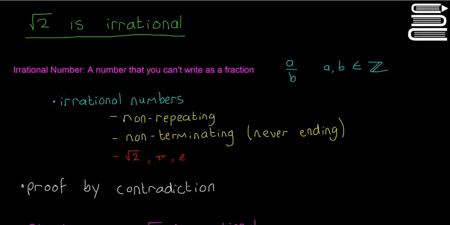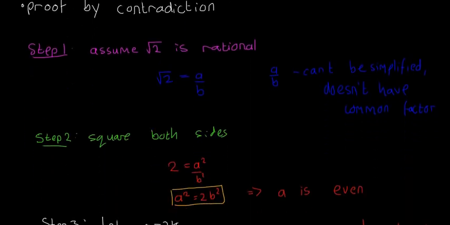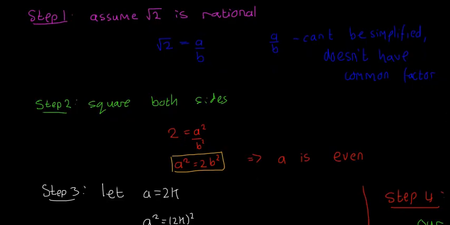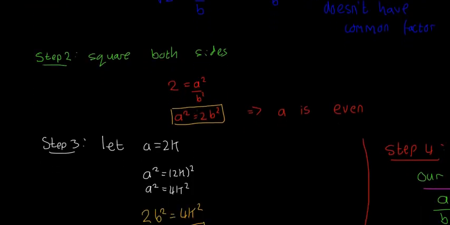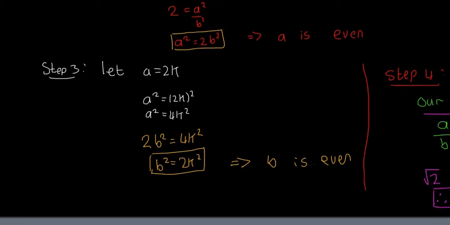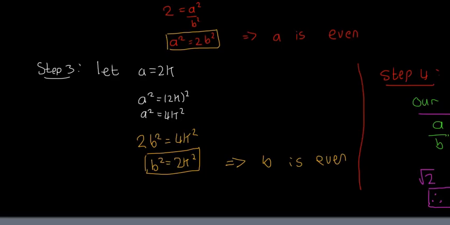So again, you have to know what an irrational number is. Then you have to know this is a proof by contradiction. You have to write all of these things down. So step 1, assume the square root of 2 is rational. You have to write this step down, and then adding that little side note in does help. So now we're going to say square both sides. You have to say a squared is equal to 2b squared. You have to say that a is even. Then step 3, you have to write all of this here in step 3. So you have to finish with b is even.